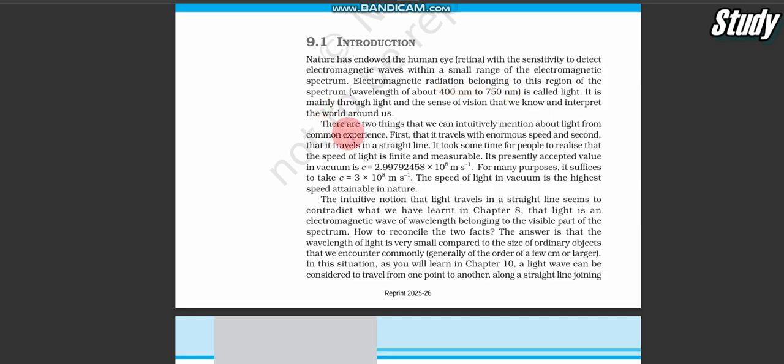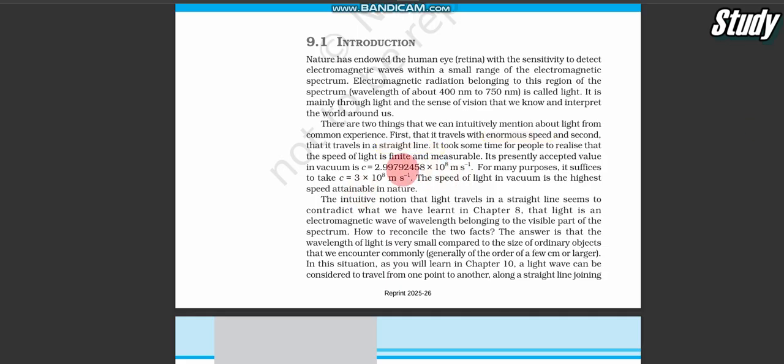And there are two things that we can intuitively mention about light from common experience. First, it travels with enormous speed. And second, it travels in a straight line. That's what we have been taught in our grade 10th also, right? It travels in a straight line and it travels with enormous speed, and that's what we've been taught.